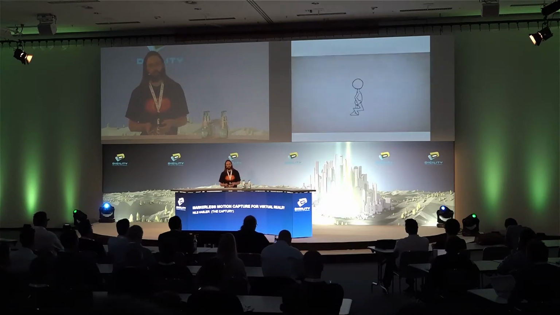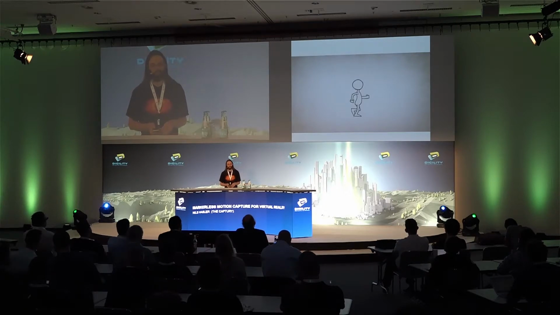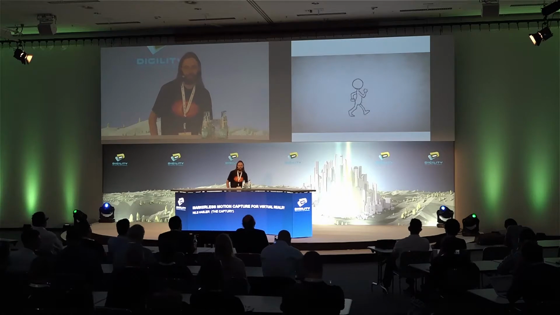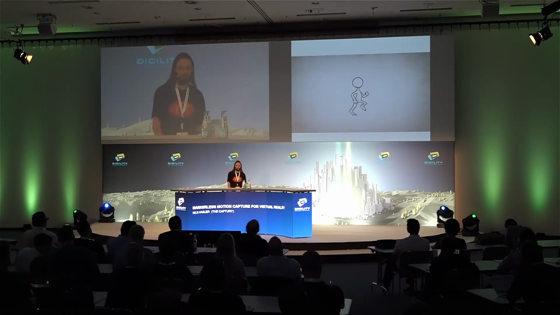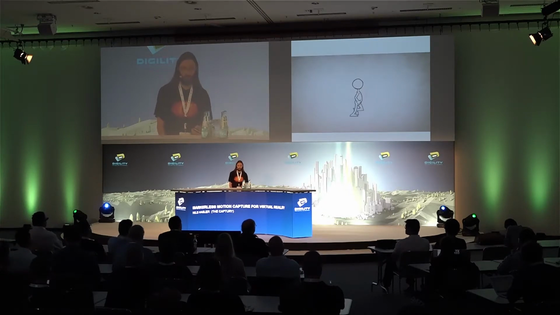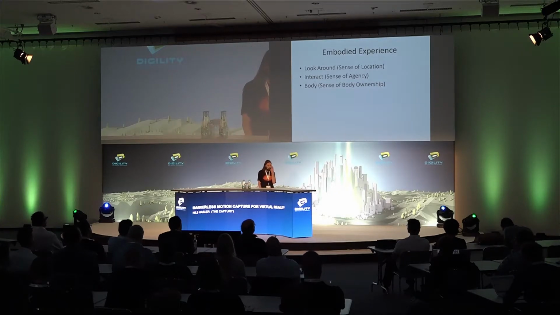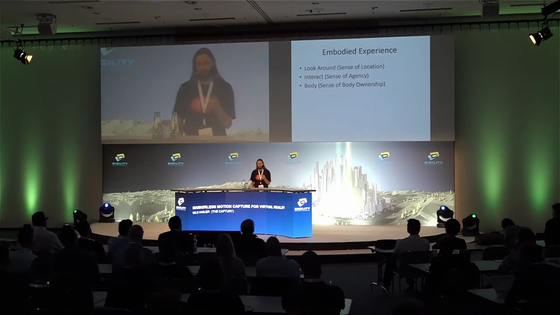And the third component you need to be embodied is you need a body. And that's actually the most tricky bit to get right. And there are a bunch of options for that as well. So that's what I'm going to talk about for the rest of the talk, more or less. Right, so we have a sense of body ownership. That's what it's called.